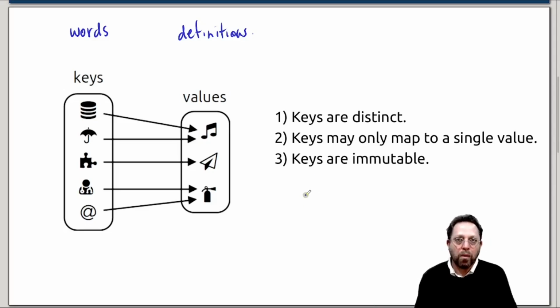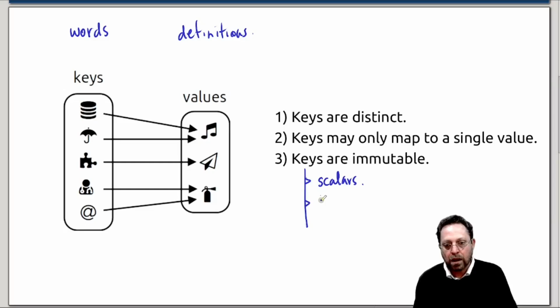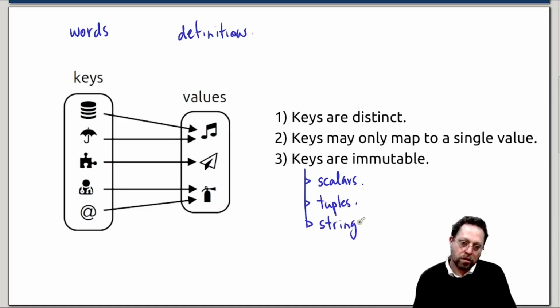Let's think about what data types that leaves us. Well, the scalars. All of the scalars are immutable. Integers, floats, complex, Boolean, and None. So those can be used as keys. Amongst the collections, tuples are immutable. They're like immutable lists, and the strings. So these are the types that can be used as keys. Values can be any arbitrary data type.